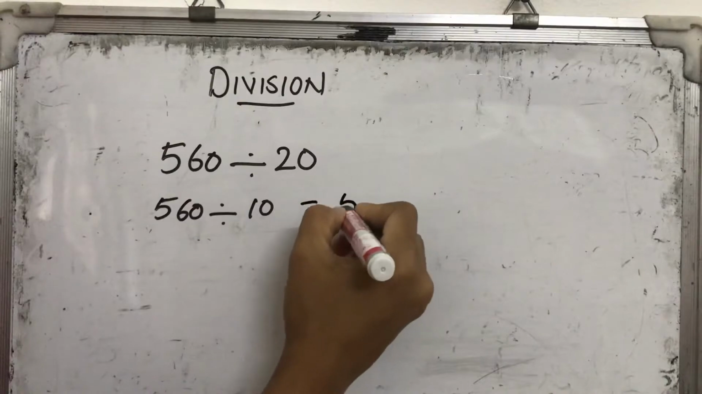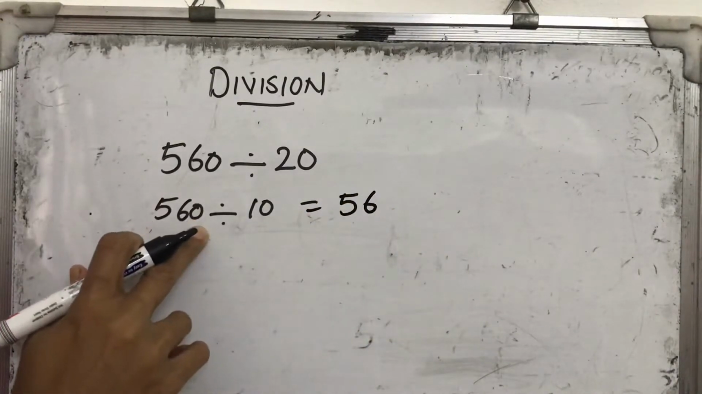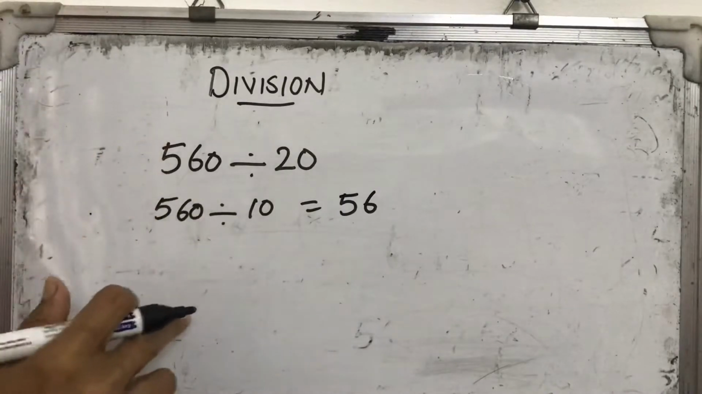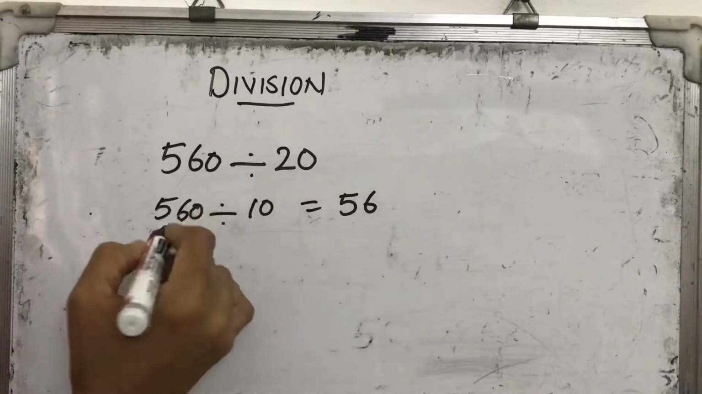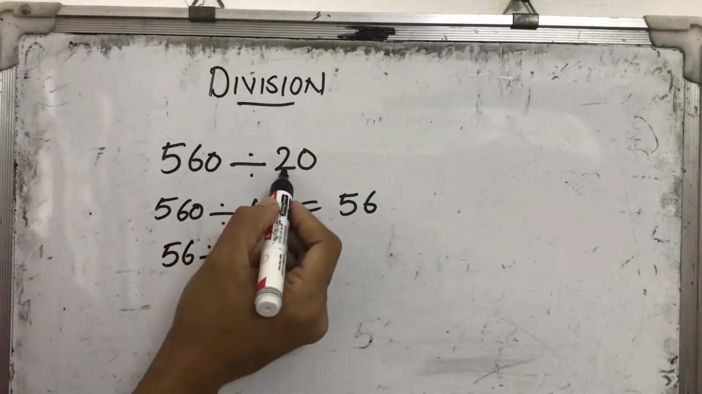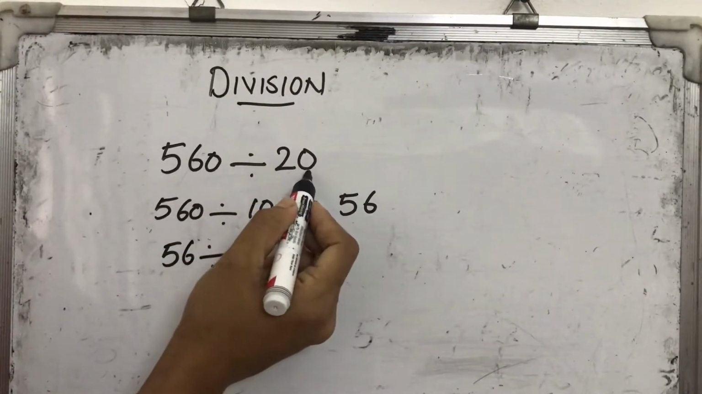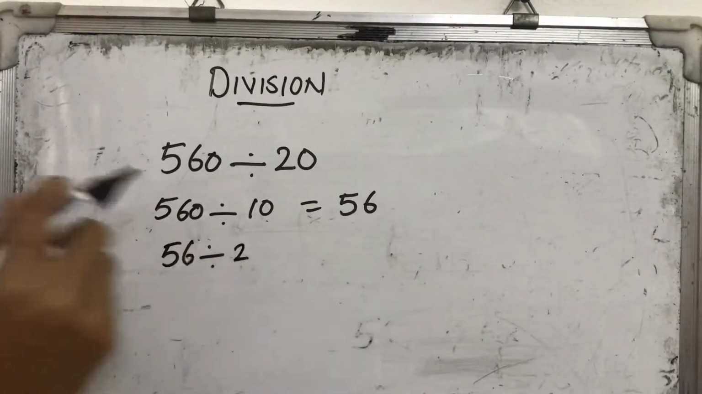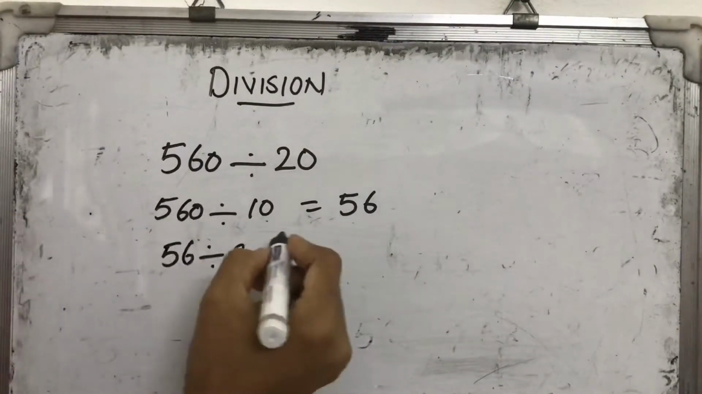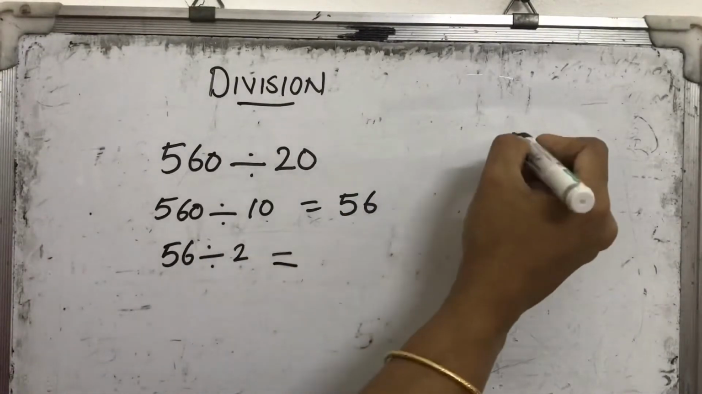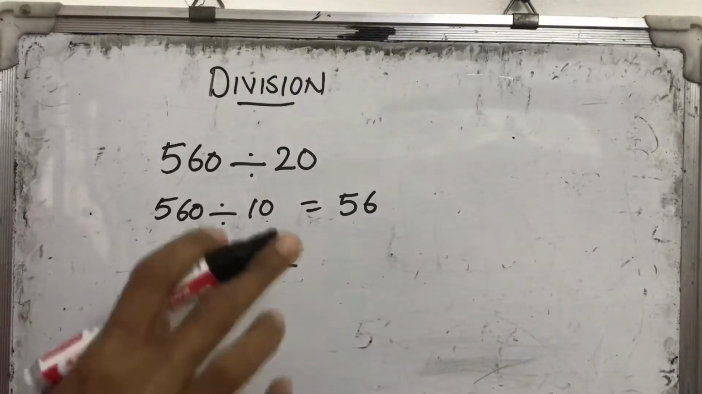That's equal to 56, and what will be the remainder here? It is 0, because the ones place digit is 0. After that we divide this answer, 56, by which number? Here actually it is 20. So first we divide by 10, then we divide that answer by 2. So 56 divided by 2, that we know. Easily we can find out 56 divided by 2 by normal division.